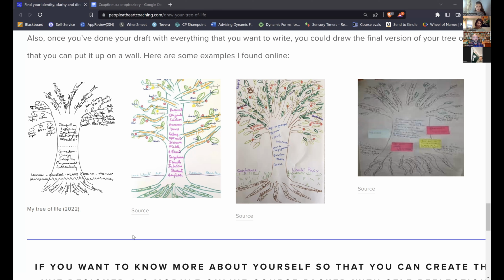You can even write any clubs or associations or groups that you are a part of.